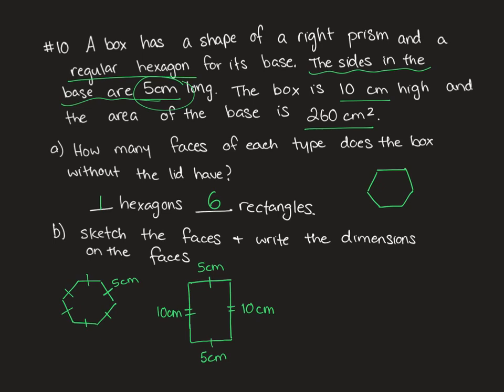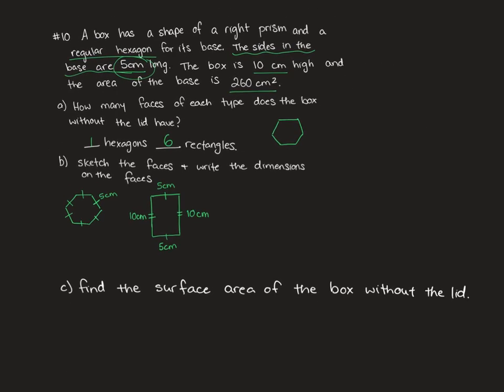Now, there is also a part C. Look how sneaky I am. So it asks you to find the surface area of the box without the lid. So if my first step is to find the hexagon, do I know what the area of the hexagon is? So we don't have to do any calculations for this because they've already told us in the question it is 260 centimeters squared, right? Now, for the area of the rectangle, what two numbers do I need to multiply?